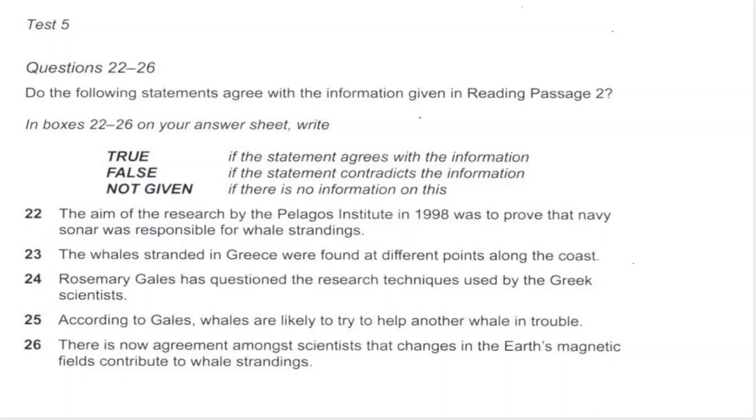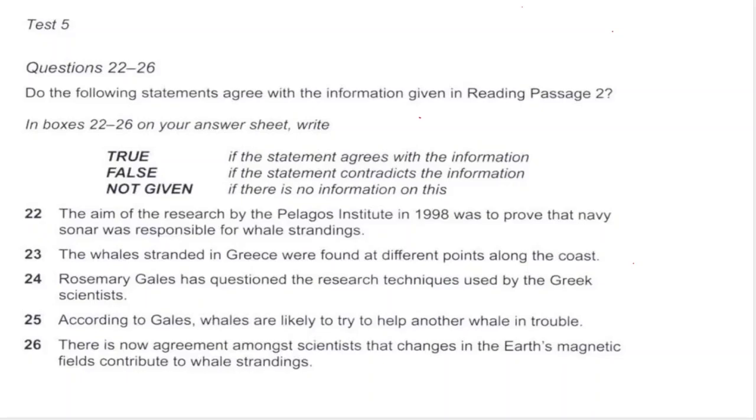So true means that the statement agrees with the information. And you have to remember that the information has to be 100% in agreement. You cannot find half of the information and choose true, or find half of it and choose false. So if you don't find 100% match between the information in this question and the information in the passage, don't choose true. In that case, the answer is not given if there's only half of the information. But if the information is matching 100%, then the answer is true.